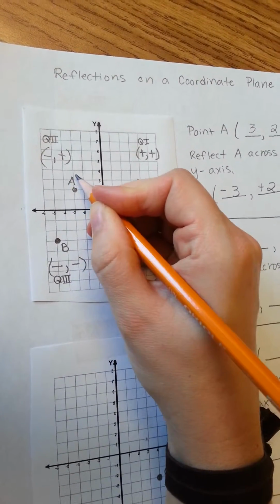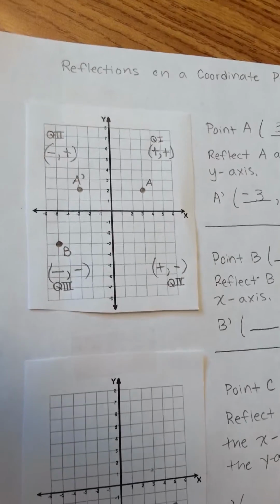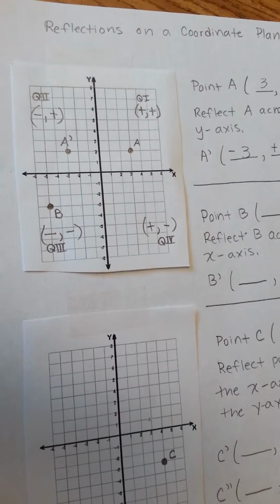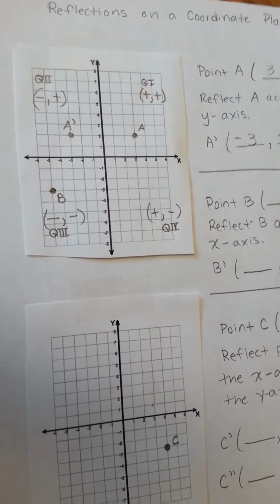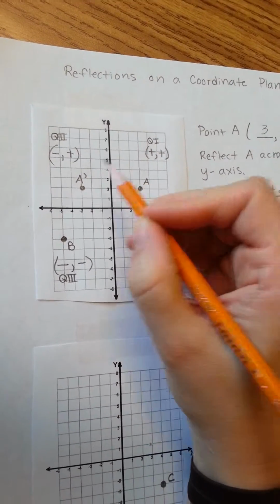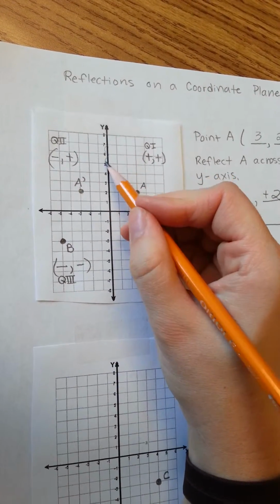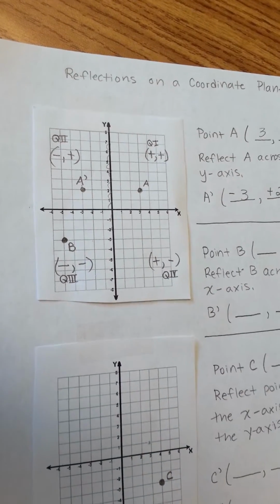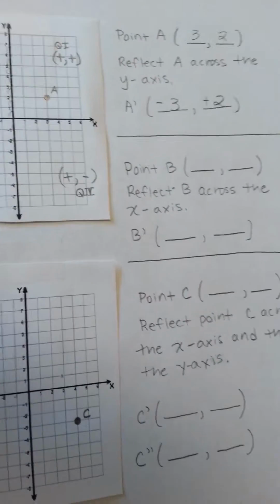Is this a reflection of A original? Yes, it is. It's my A prime. A prime is a reflection of A original over the y-axis. You can see the y-axis in between. Okay, let's try the next one.